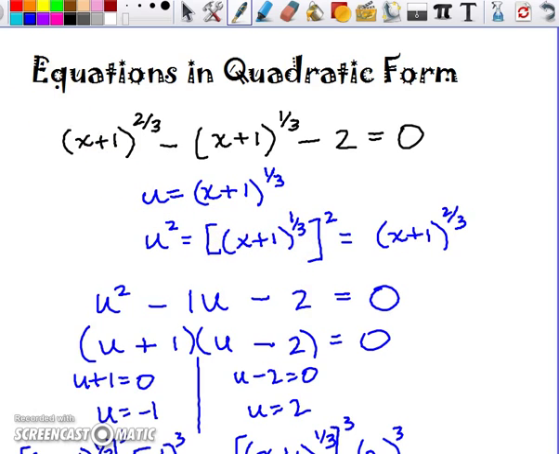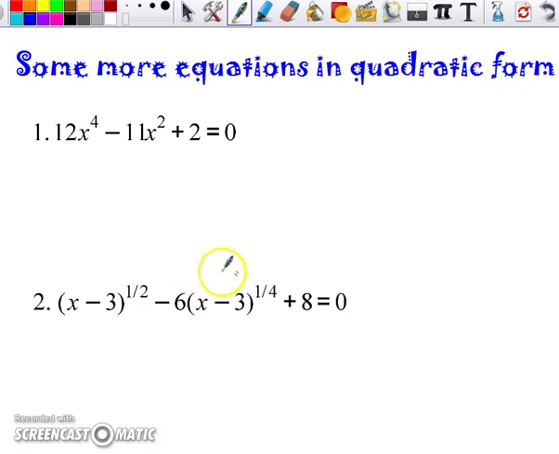We're going to look at a few more examples right now. We're not going to solve these equations, but what I do want to do is help you recognize how we either turn something into a quadratic or if it is in quadratic form. So we look at this one, 12x to the fourth minus 11x squared plus 2 equals 0. You might see that this term and this term have a relationship. If I take this term and I square it, I'm going to get this term. That helps us with figuring out our substitution.